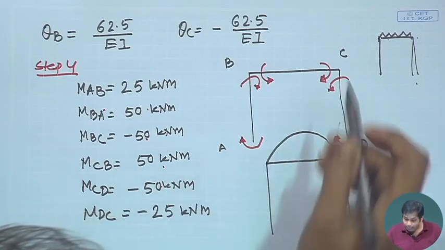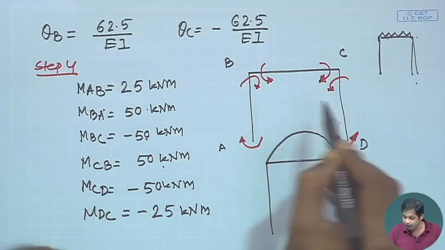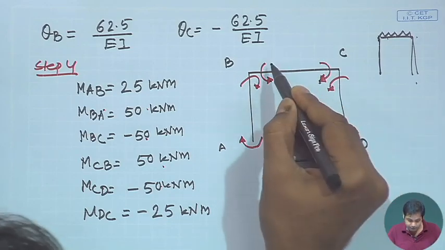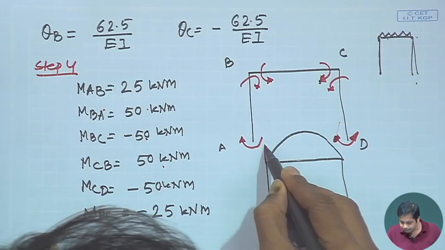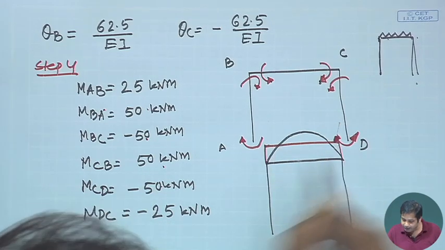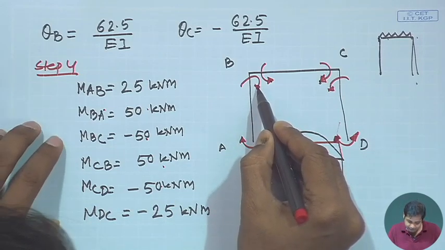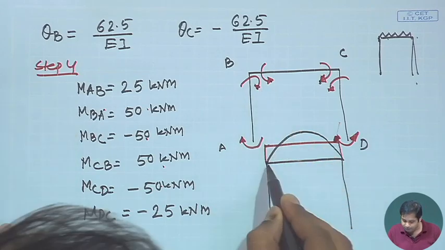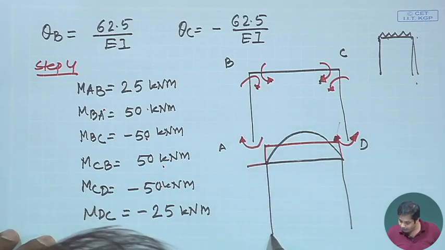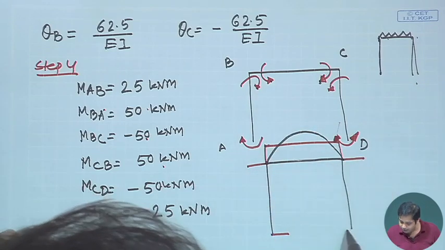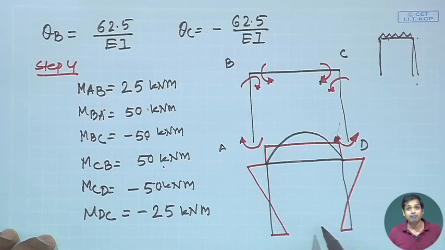Now, you see this is hogging bending moment as per our sign convention. So, this bending moment will be negative bending moment. This value is 50. And both of these are negative bending moments. Again, this value, MBA, is 50, and then we have a value like this, and similar here and similar here. So, you draw it. Now, this becomes the bending moment diagram.